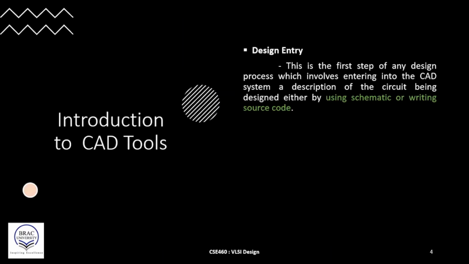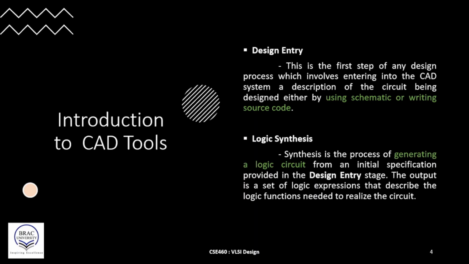So the first stage is the design entry stage. At this stage, the CAD system records the descriptions of the circuit provided by the designer in the form of the circuit schematic or source code, which is basically the hardware description language, or HDL, that we're talking about. The next step in the design process is logic synthesis. In this step, the circuit specifications are converted into a set of logic expressions, which are nothing but a collection of basic AND, OR, NOT operations.